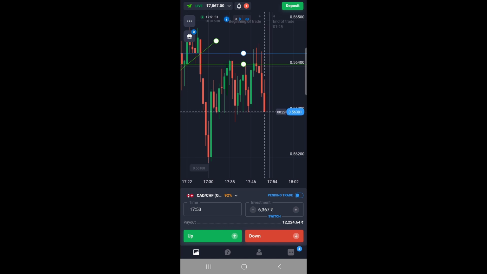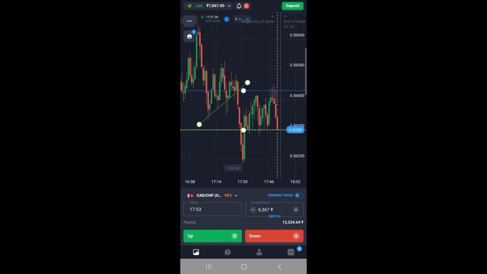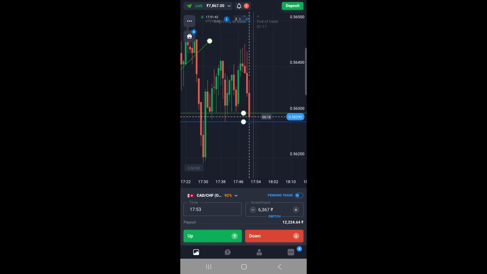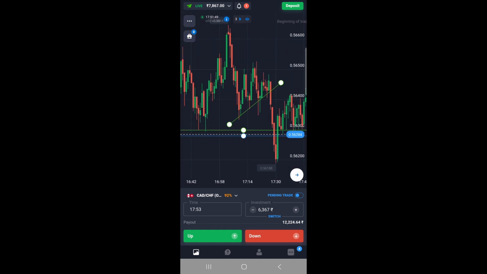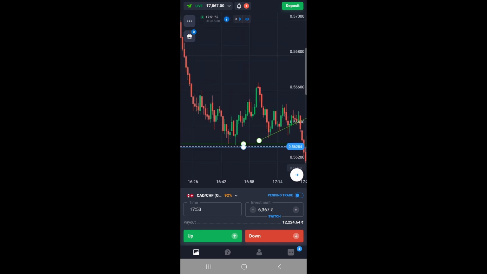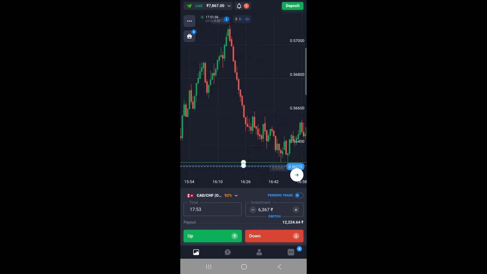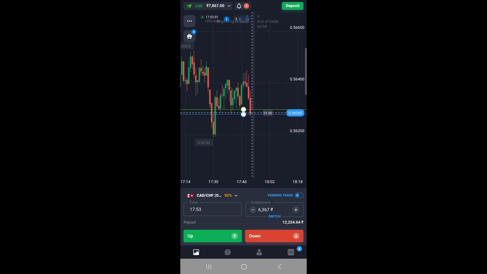So I will try to place trade here. No, not now. Let me analyze. So I will place trade here in the downward direction. I draw the levels, I draw the horizontal level, and then also analyze.